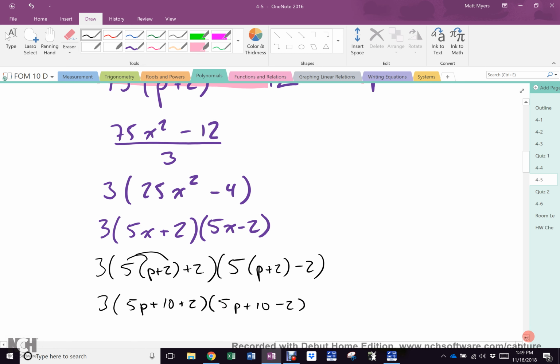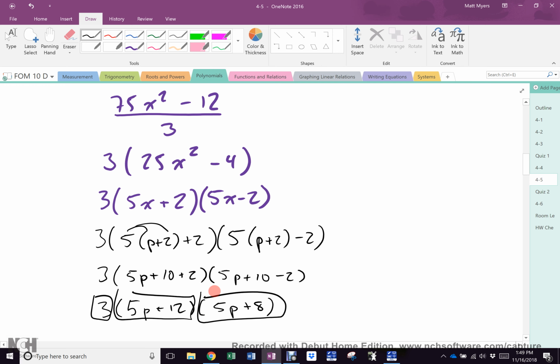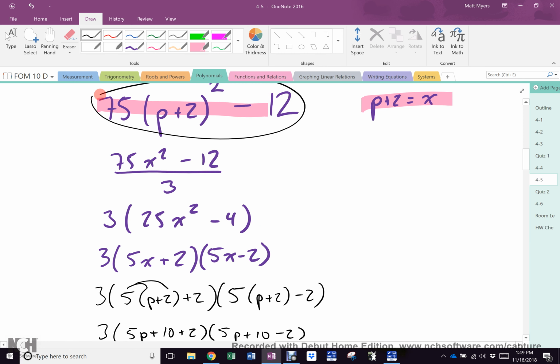Then what? Now do 3, which is 15P. No. 5P plus 12, because they're like terms, and 5P plus 8. And now, do I have a factor, and another factor, and another factor? So have I factored? Yes. And that's about the hardest difference of squares question I can give you.